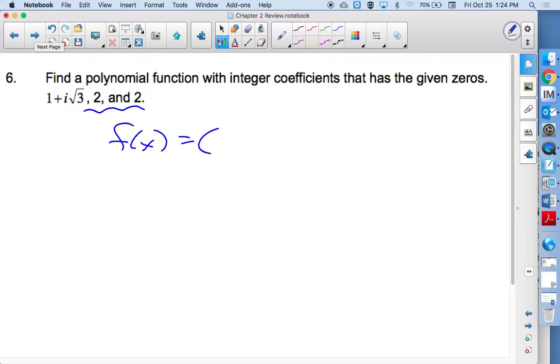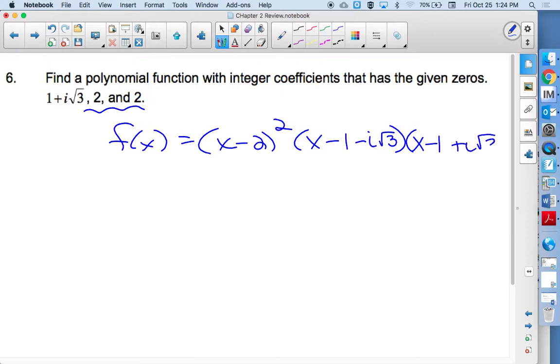So I'm going to write those as (x minus 2) squared. And then if we have 1 plus i square root of 3, how do we write that as a factor? Kevin? x minus 1 minus i square root of 3. Right. And then you have to do the other one because they always occur in pairs, right? So anytime you have imaginary numbers, they always occur in pairs. So if you have 1 plus i square root of 3, then we also have the opposite.